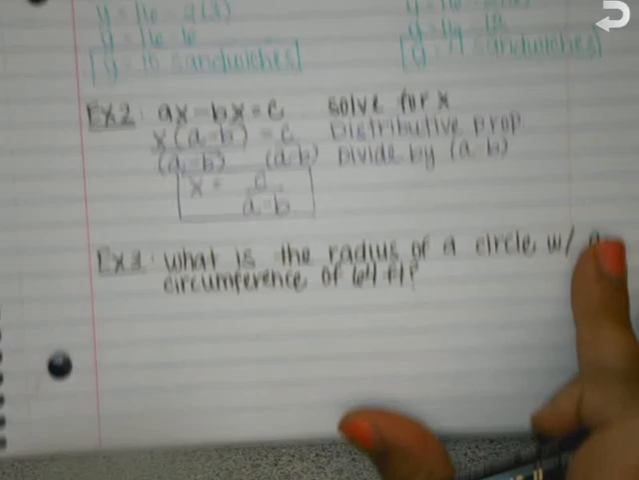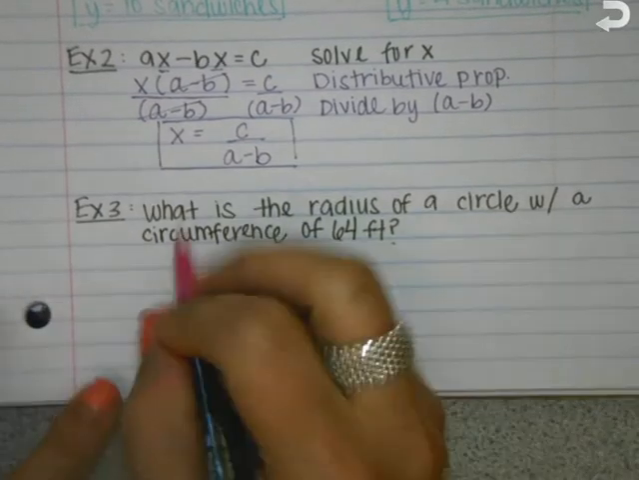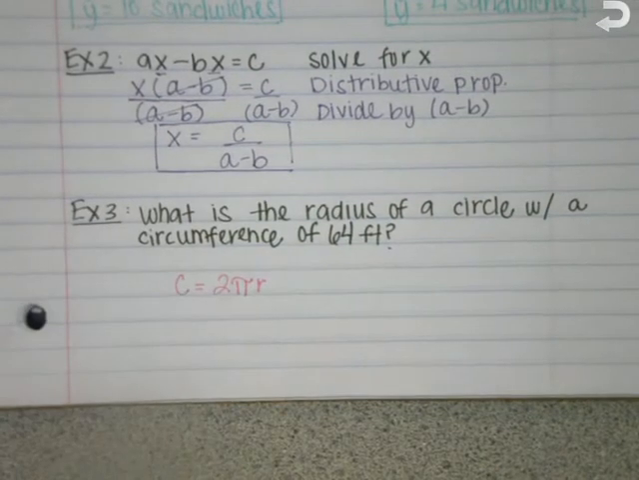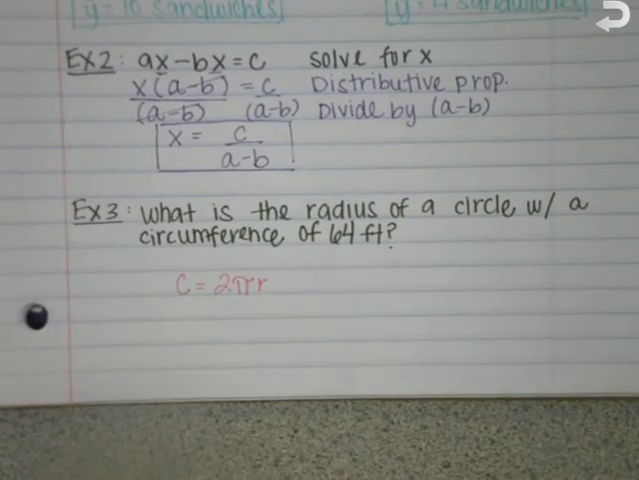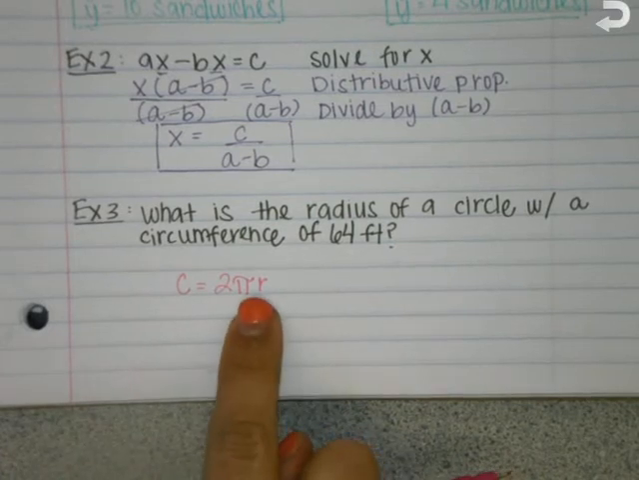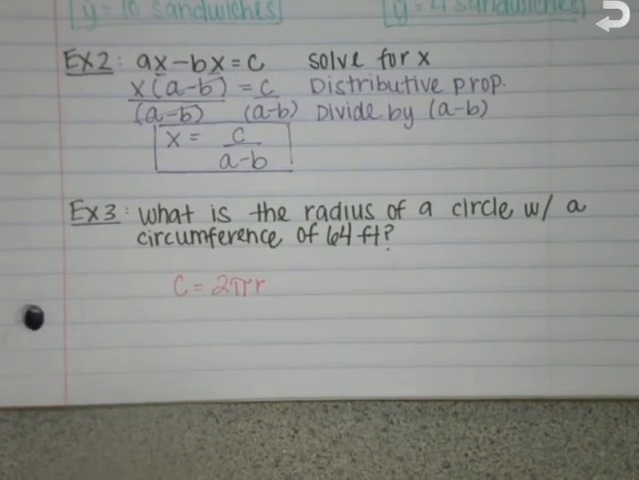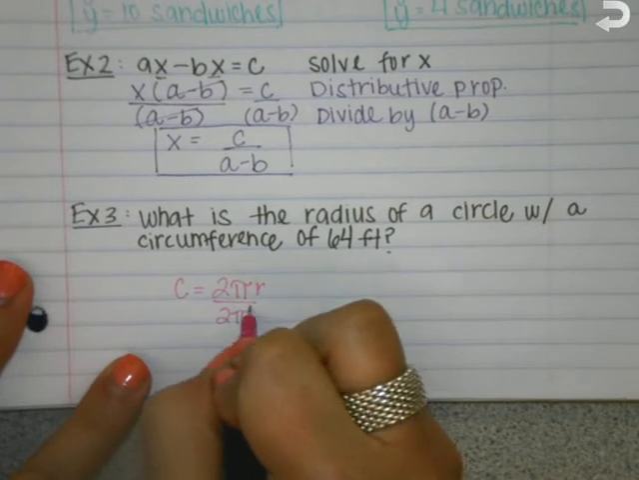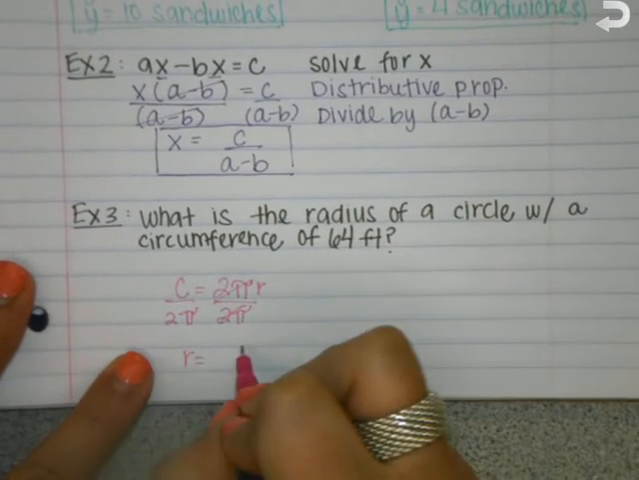So for example 3, we're going to use the formula circumference equals 2 pi r. So I am trying to solve for r. Before we plug anything in, let's get r by itself. If the formula is 2 times pi times r, how can I isolate r? Divide by 2 pi. So r equals circumference divided by 2 pi.